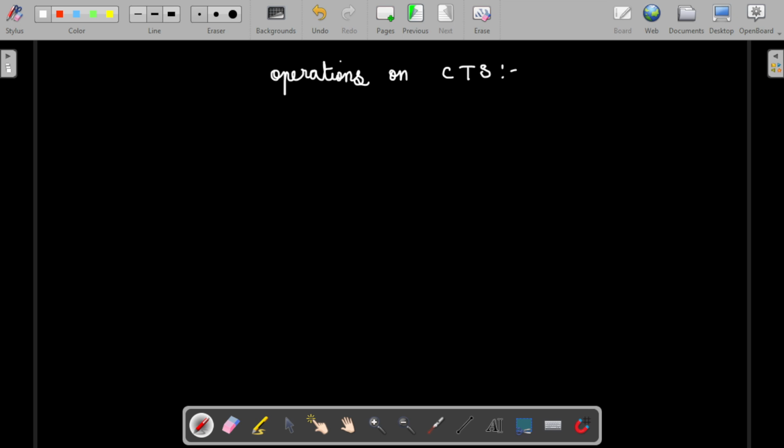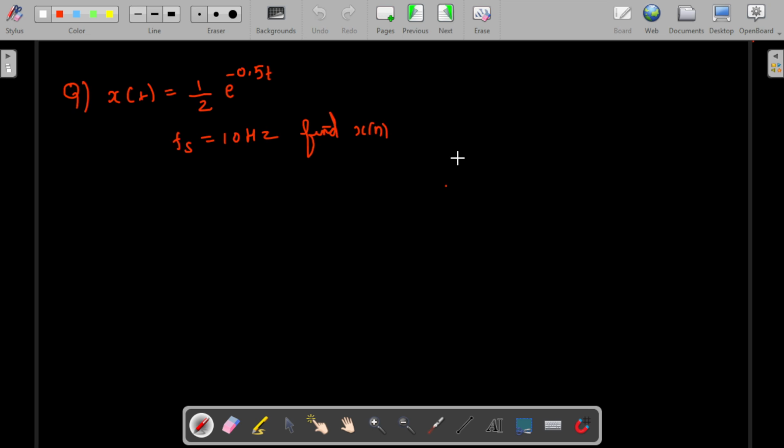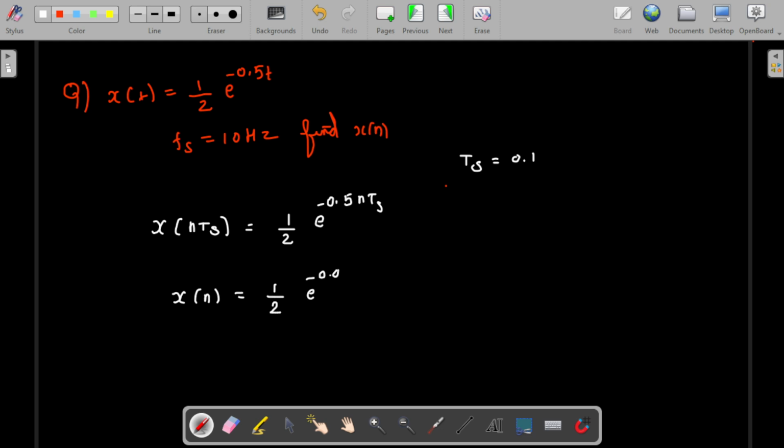So the types of operations can be classified into two types. The operations can be done on the dependent variable as well as the independent variable. But before that, let me solve the question which I gave in the last class. Here we have to find x of n. So now we have to put t equal to nTs. If we put t equal to nTs, then this will be e power minus 0.5 nTs. We know the fs value is 10, so the Ts value will be 0.1. If we substitute the value of Ts here, then x of n will be equal to 1 by 2 e power minus 0.05 n.